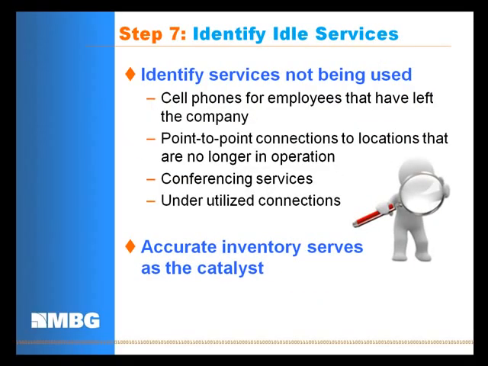Step 7 is to try to identify areas where there may be idle services, areas where services are not being used. So as examples, it might be cell phones that you're paying for a monthly fee for employees that have already left the company. Or there may be point-to-point connections that connect closed branch offices to headquarters. And many companies, we find in our earlier stages of a deployment, have many of those point-to-point connections still open that they're paying for. In addition, things like conference services or underutilized connections are areas of concern. So identifying those where you're really not leveraging the assets that you have in place.